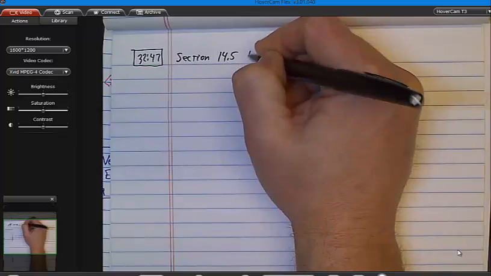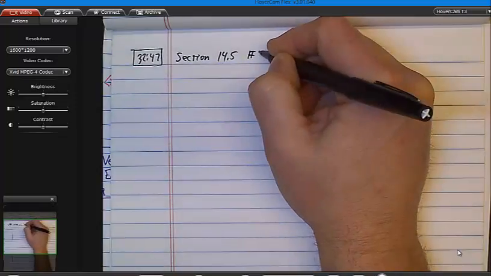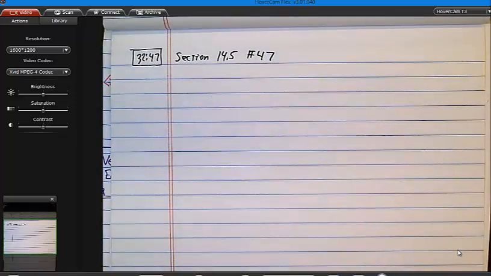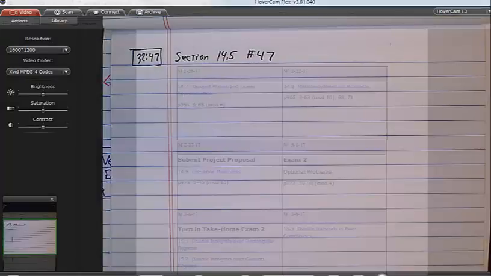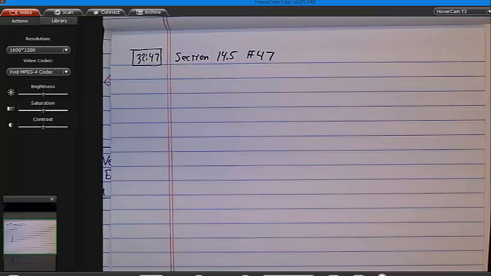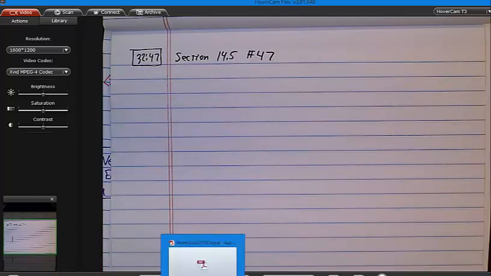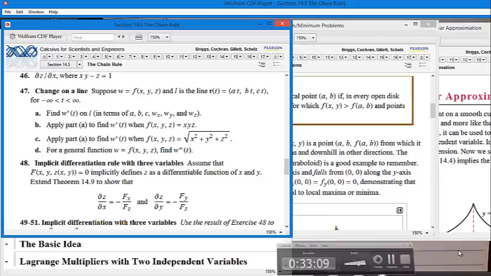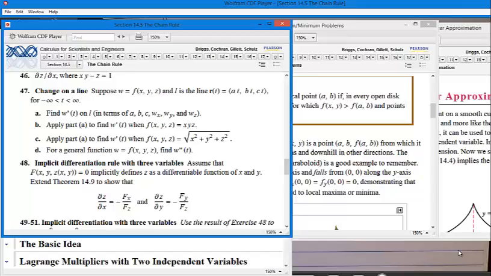14.5, number 47, I think, is the problem that we want to look at. So there's a couple of things going on in this problem. This problem says, suppose w is a function of x, y, z. They don't say what the function is yet. And we're on a line.